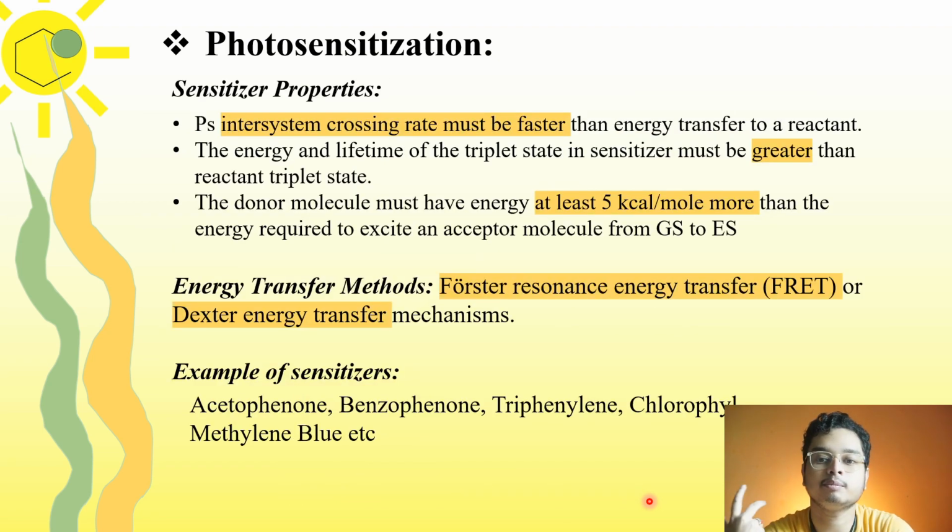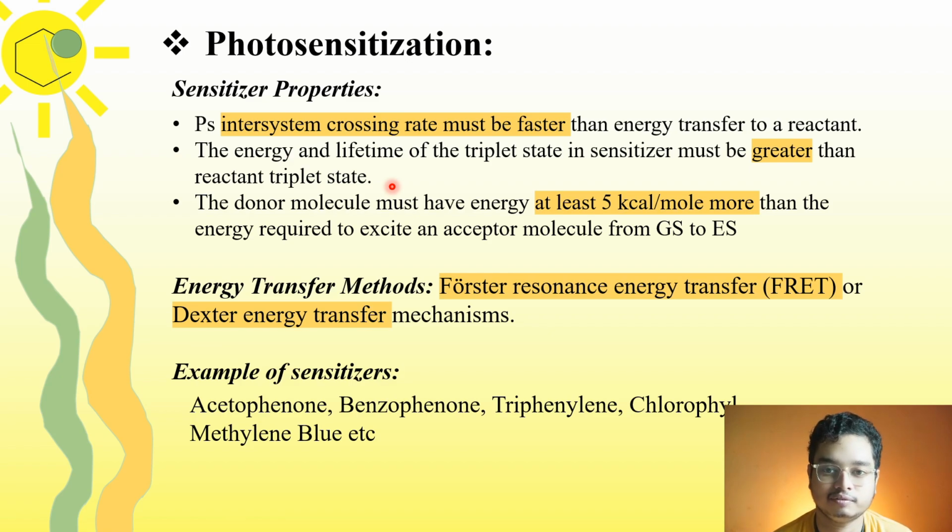Now there are certain properties required for the sensitizer itself. First, the intersystem crossing rate must be faster than the energy transfer to a reactant, and this is very obvious because in the class, if you are understanding what your teacher says, then you don't need your friend to teach that thing. So that means the intersystem crossing rate, that is the understanding speed of your friend, must be higher for him to become a photosensitizer for you. The second is that the energy and lifetime of the triplet state of the sensitizer must be greater than the reactant's triplet state.